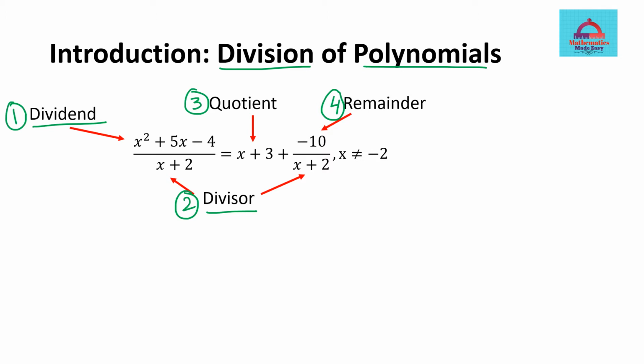When you do the division, what you get usually is the quotient and the remainder. The quotient is going to be 1 degree less than the dividend. Here the dividend is degree 2, so the quotient is degree 1. So x plus 3 is the quotient in this example that you get after dividing these two polynomials. And then when you divide, you have a remainder which is non-zero, negative 10. This is the remainder, and then we divide it by the same divisor, x plus 2. This whole division is valid when your x is not equal to negative 2, so that this division is well defined and the denominator is not 0.